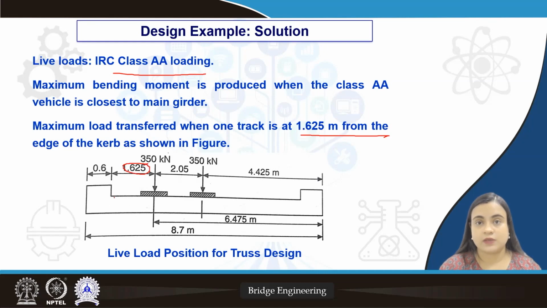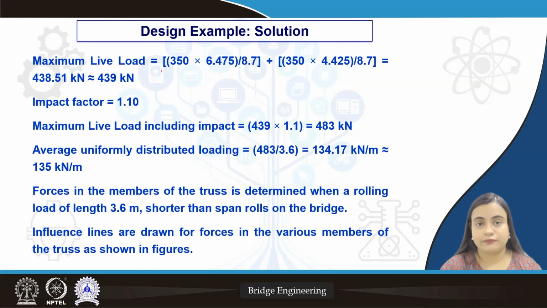Because the wheels are expected to be having a clearance of 1.2 meter minimum and wheel imprint dimension is 0.85. So the center line of the wheel is going to be at a distance of 1.2 plus 0.85 by 2, that is equal to 1.625 meter far from the curb. The maximum live load can be obtained from the loading diagram, and that turns out to be 438.51 kN, which can be approximated as 439 kN.